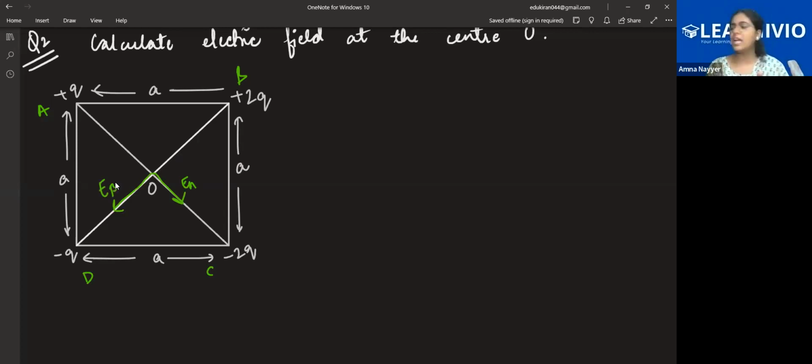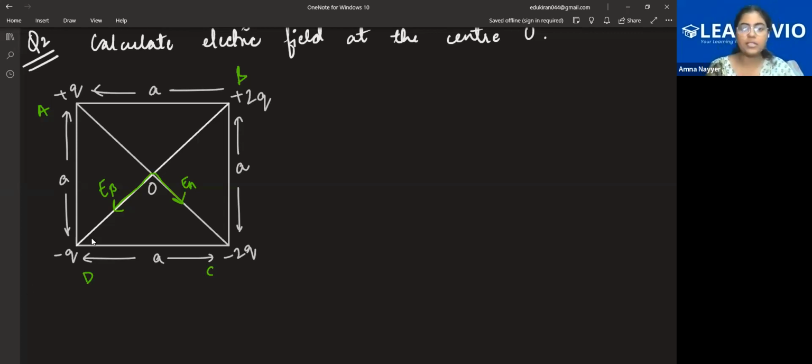Right now, I'm just writing the directions of electric field. Calculation will be done with the help of vectors only. Clear class? Calculation part will be done with the help of vectors only because electric field is basically a vector quantity. So calculation of all these will be done with the help of vectors itself.